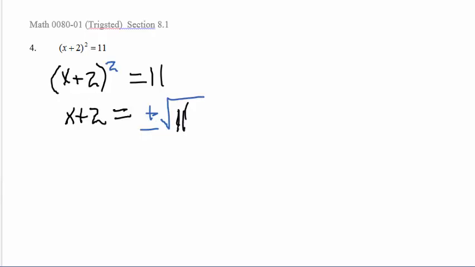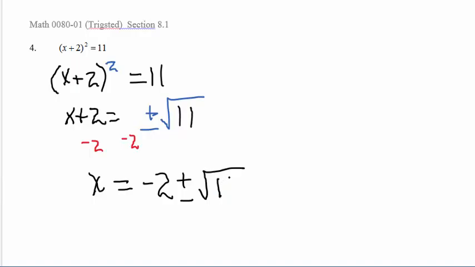Now, if this radical was not in simplest form, I would make sure to put it in simplest form. But it is in its simplest form. You can't simplify this radical. So what I'm now going to do is add a negative 2 to both sides of the equation. And typically you're going to put something like this in front of the radical expression that may be on the other side. So x is negative 2 plus or minus the square root of 11.